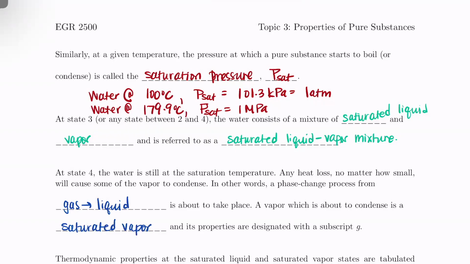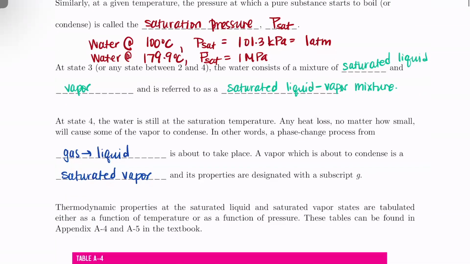And we designate these properties with a subscript G. So before we were using subscript F, like fluid, G, like gas. So just like how we had before, we have the specific volume of a saturated vapor, the internal energy, the enthalpy, and the entropy.